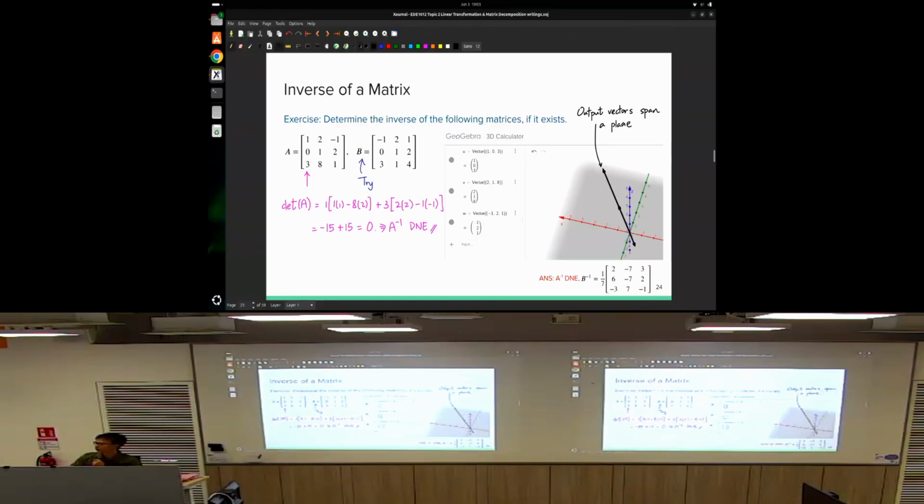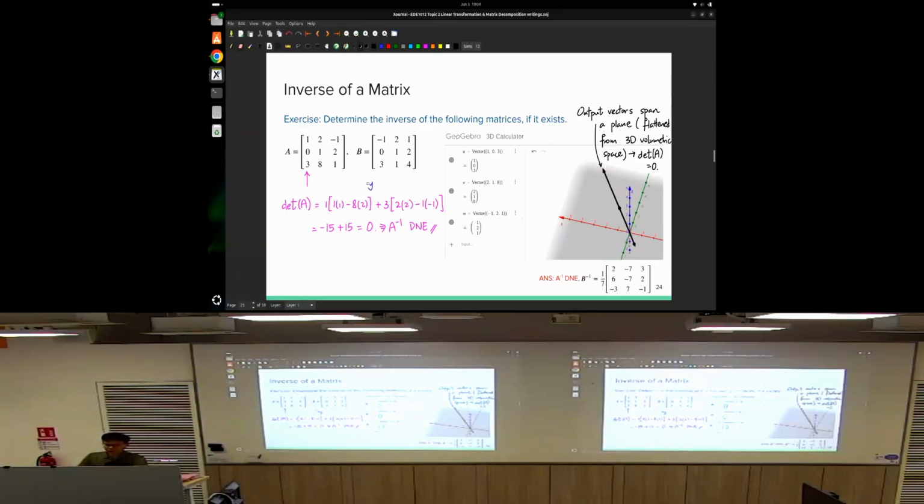Because the output vectors span a plane which is one dimension lower than the 3D vector space originally, it flattened the volume into a plane. So hence the determinant of A must be 0. Flatten from 3D volumetric space, so determinant must be 0.